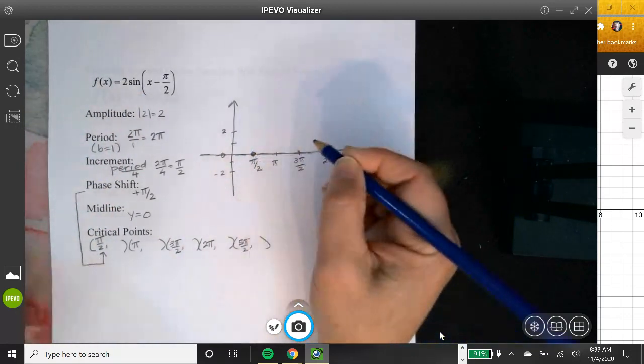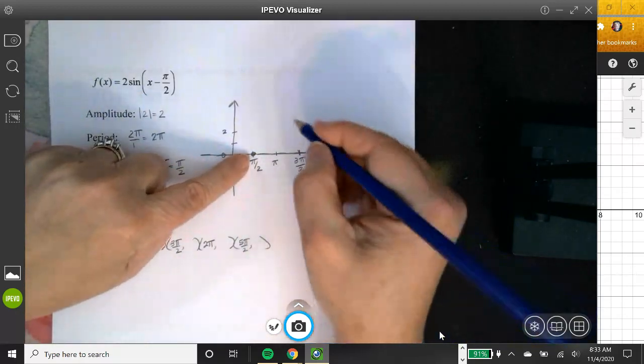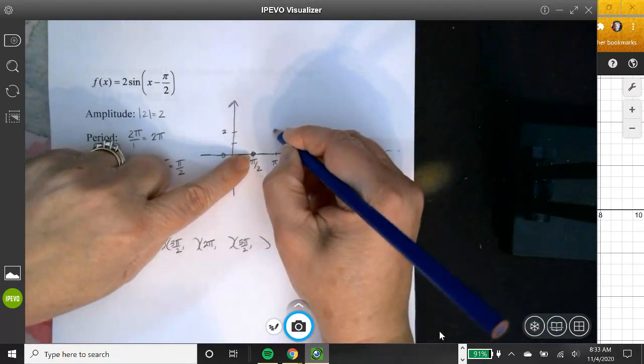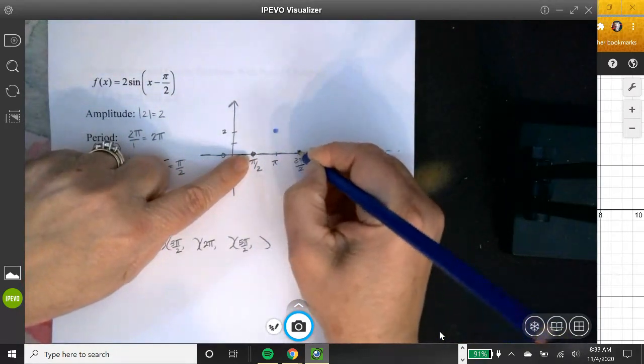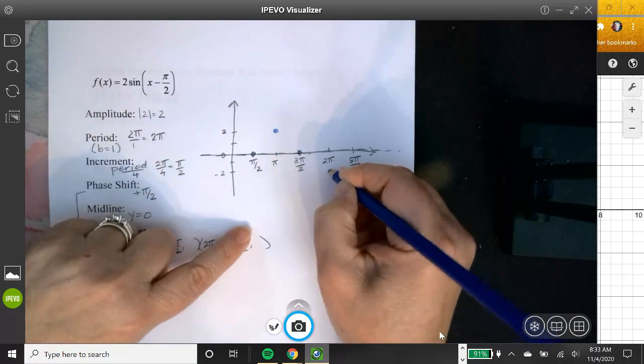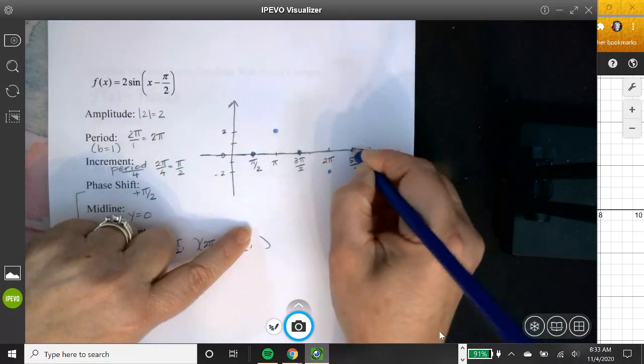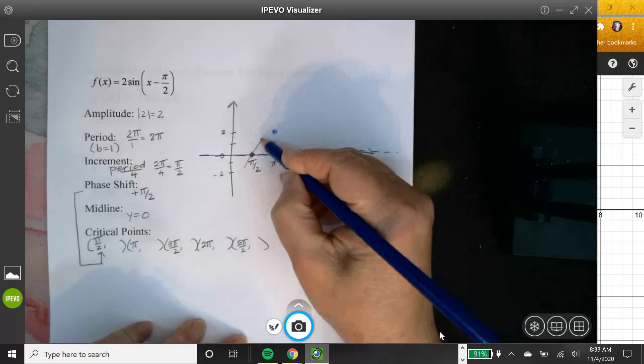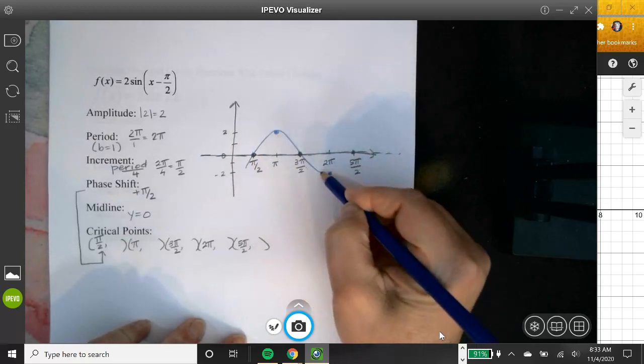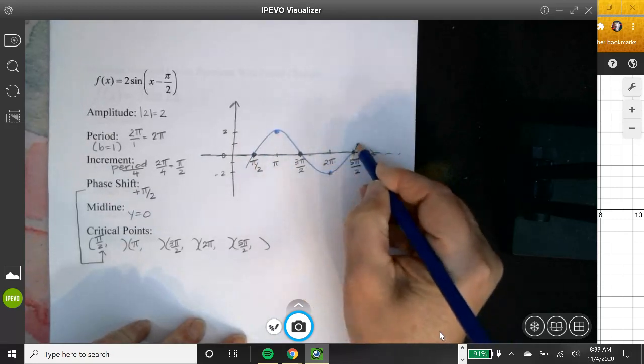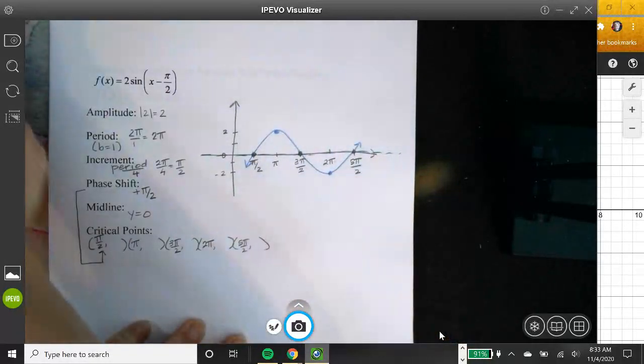And since this is a positive sine curve, it's going to go up in amplitude to 2. Then it's going to go back to the midline, and then down in amplitude, and then back to the midline. And here we go. Graph by connecting all of the dots here. And there's my sine curve.